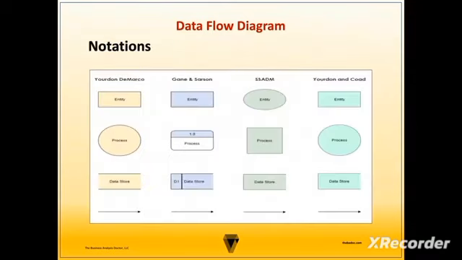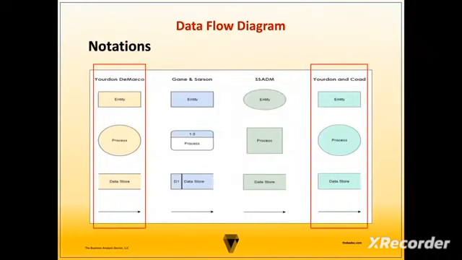Let's look at some of the common notations of a data flow diagram. First, we have the Yourdon and DeMarco and the Yourdon-Coad. As you can see, both represent the entities as rectangles, the processes as ovals or sometimes circles. The data flows are lines with arrowheads. However, the data stores in these notations are different. Yourdon and DeMarco represents the data store as two parallel horizontal lines, while Yourdon-Coad represents the data store as a rectangle with the right side open.